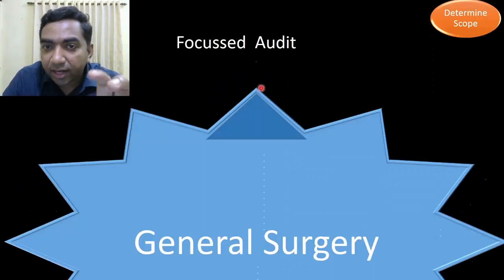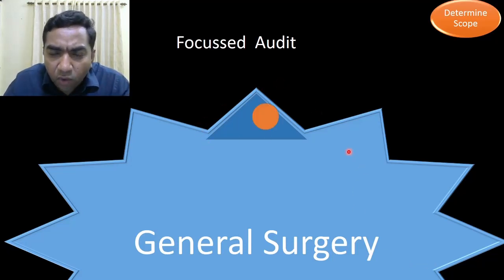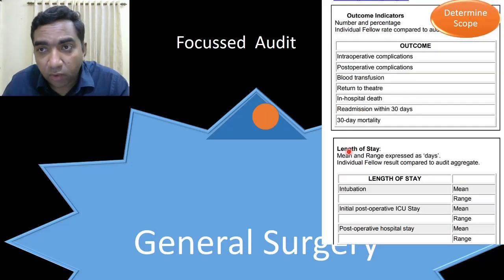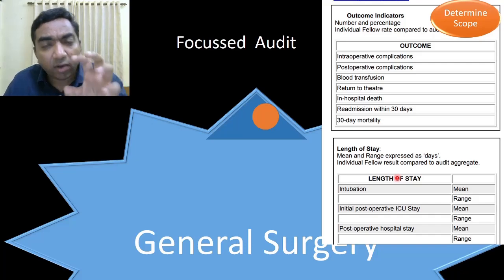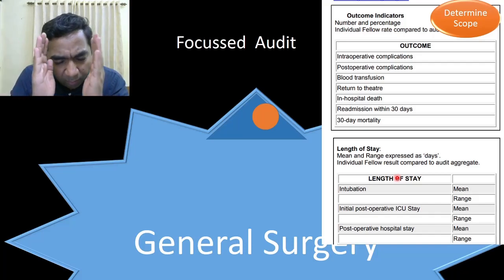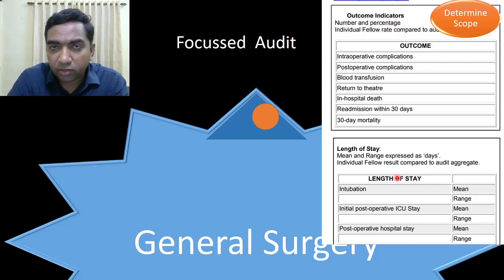Again, we can further decrease the audit. Suppose we select a surgery and we select one part of it, it is called a focused audit. This one part can be intraoperative complications, post-operative complications, in-hospital death, anything, or length of the hospital stay. So when we focus our audit into one part of one surgery, it is called a focused audit. We can choose any of these audits for our purpose.